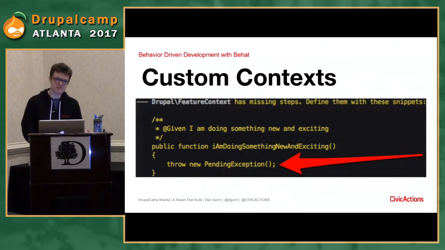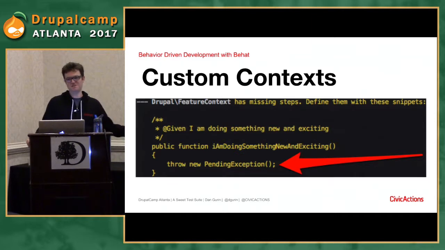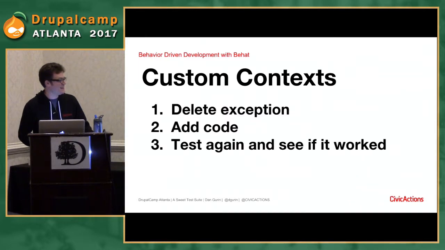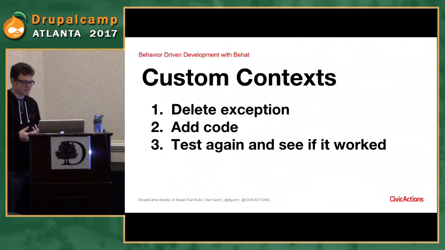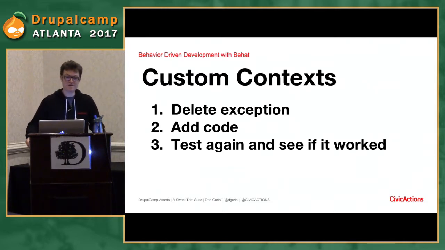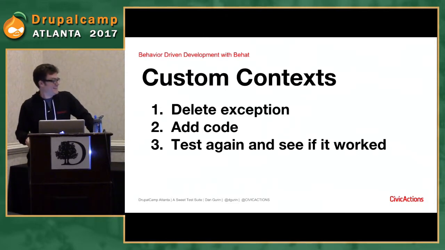And it'll throw that exception, so you'll see it. If you just leave it in like this, it'll just throw the exception, which is probably not what you want. Nobody likes to see that. So you can just delete the exception, add in the code that you want to have. And it's a combination of PHP, Behat, and Drupal programming conventions, which we don't really have time to talk about all that right now. But test it again, see if it works. If it works the first time, then you consider yourself lucky. Probably won't.